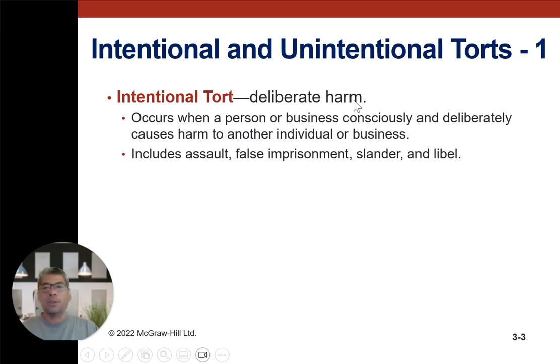What is intentional tort? It is deliberate harm. It occurs when a person or business consciously and deliberately causes harm to another individual or business. This includes assault, false imprisonment, slander, and libel. That is intentional tort.